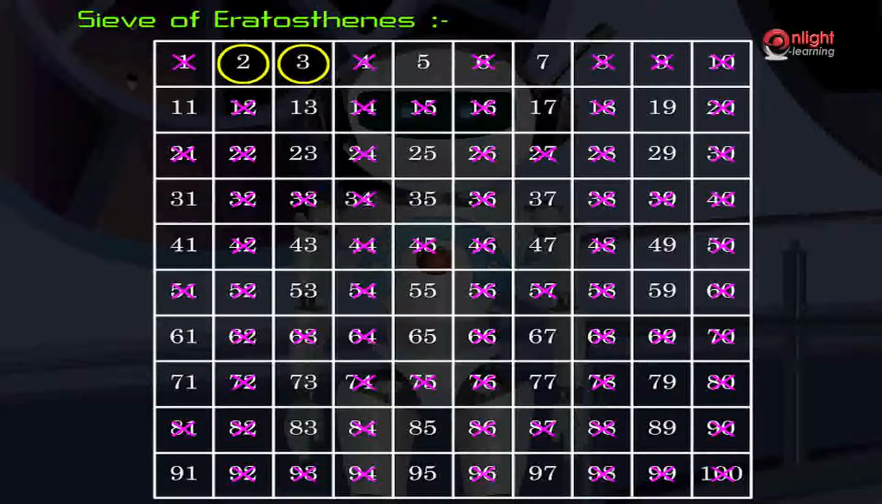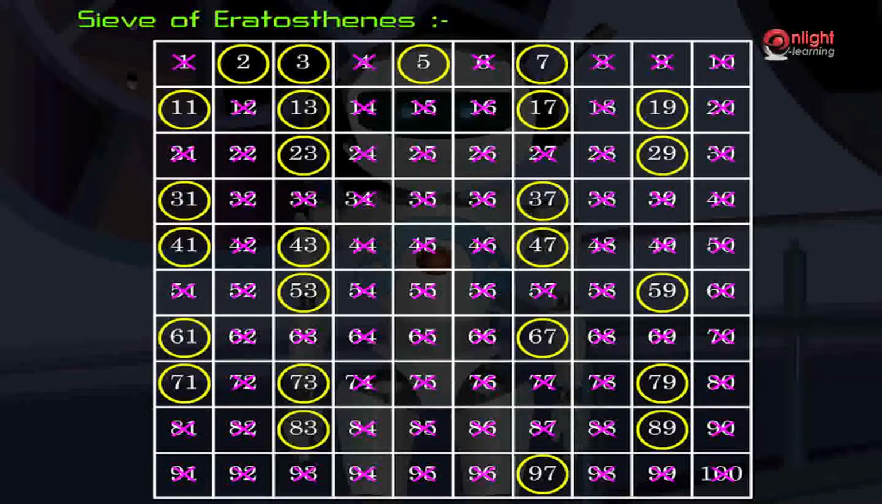Now, our prime number is 5. Circle it and cross the multiples of 5. Similarly, circle 7 and cross the multiples of 7. Now, circle the remaining numbers. The numbers which are circled are prime numbers.